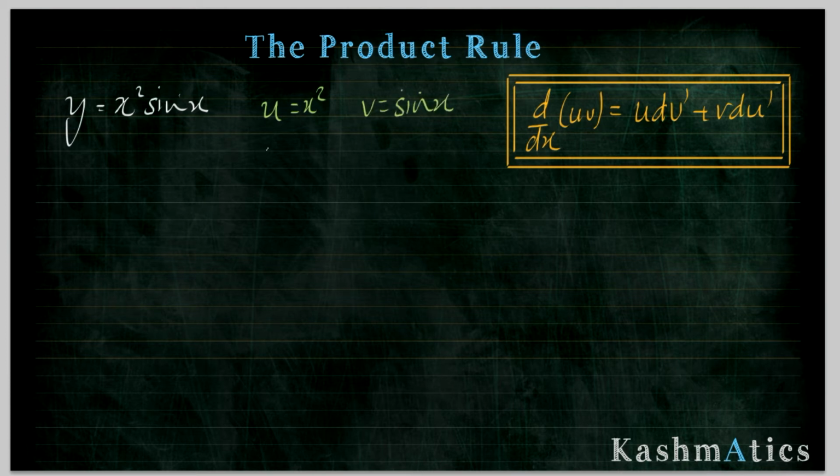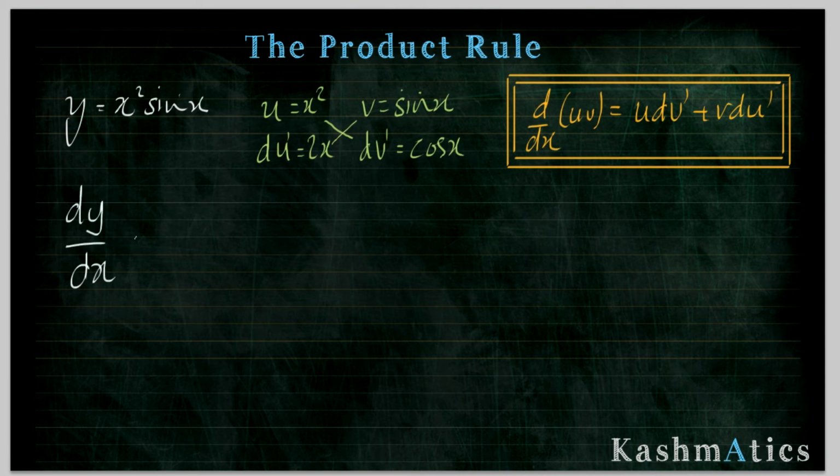and du, and when I write du, I mean du by dx. So you differentiate this one, so that's going to be 2x, and dv, and just like before, this means dv by dx. The derivative of sine x is cos x. So if you put a cross there, it tells you exactly what you need to write down for your final answer. So let's just write that down. We've got dy by dx. Dy by dx equals u dv, so x squared cos x, plus v du, so sine x times 2x.